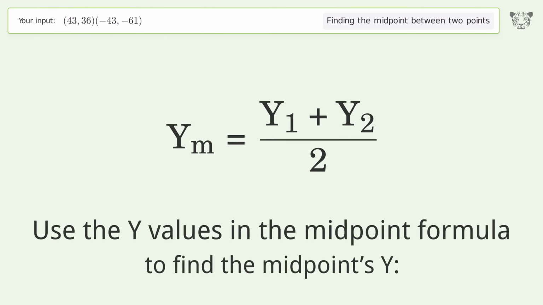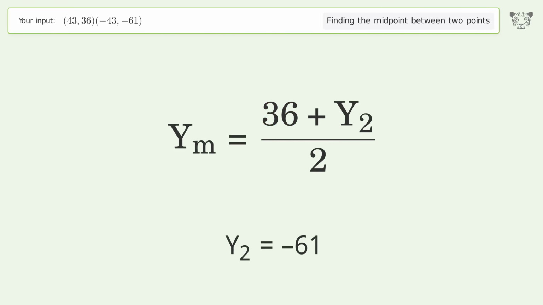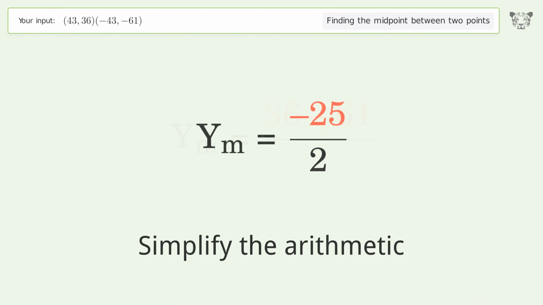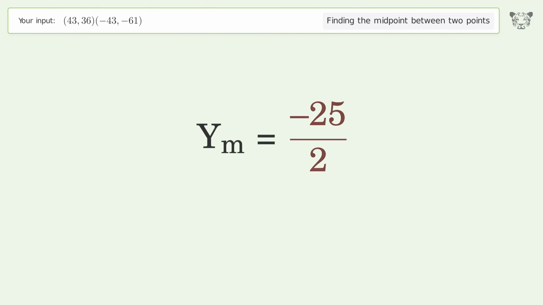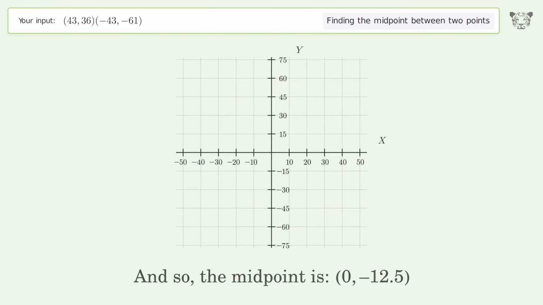Use the y values in the midpoint formula to find the midpoint's y. y1 equals 36. y2 equals negative 61. Simplify the arithmetic. And so, the midpoint is 0, negative 12.5.